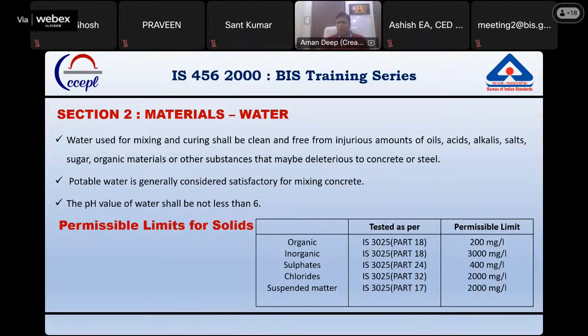Specifically the sulfates and chlorides are considered to be the most serious elements in terms of durability of concrete. The sulfate content, if tested as per IS 3025 part 24, shall not exceed 400 milligrams per liter. Similarly, chlorides, tested as per part 32, for PCC considerations, 2000 milligrams per liter is the limit. However, for RCC concrete, this limit is 500 milligrams per liter. For suspended matter, 2000 milligrams per liter is the limit.